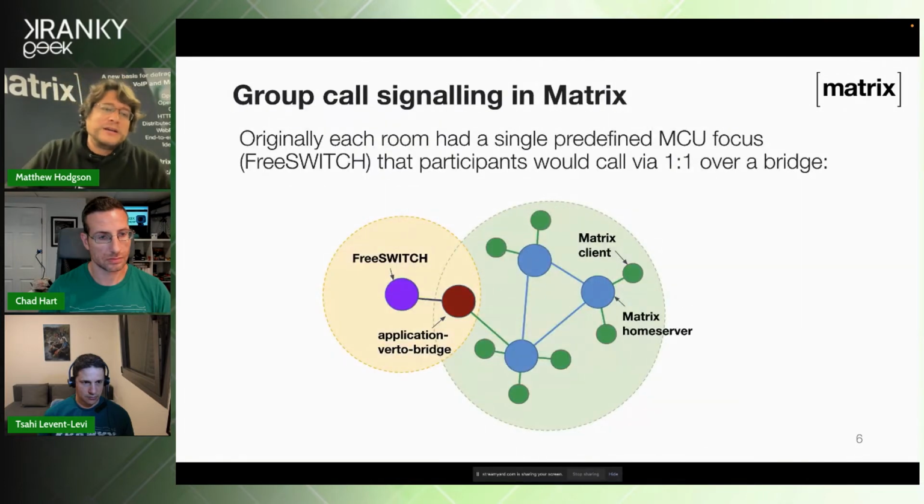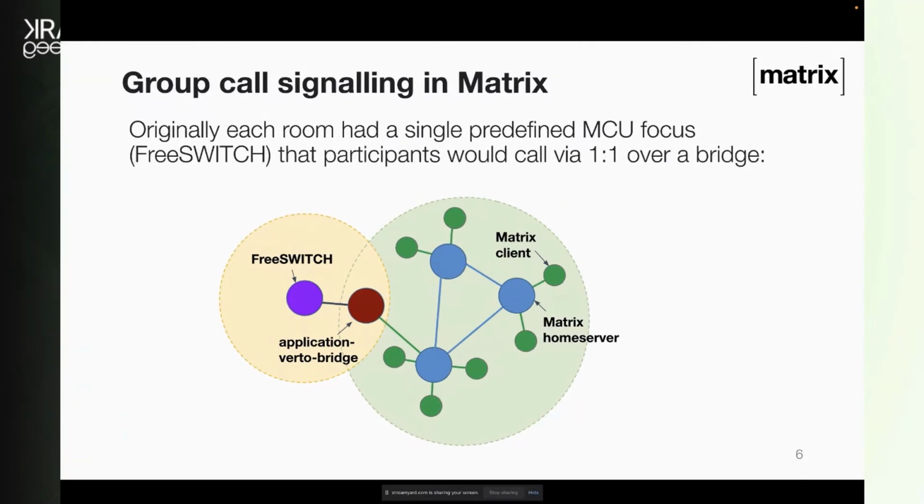Now, group call signaling in Matrix has been a completely different situation over the years. Originally, we specified that every room had a single predefined MCU, so multipoint conferencing unit, i.e. conferencing server focus, typically implemented by FreeSWITCH, but we also hooked up Asterisk.